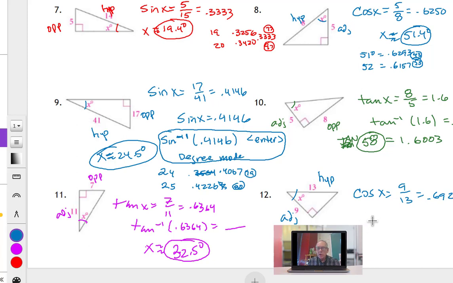And if we look that up in our cosine column, we get 6947, goes with 46 degrees. 6820 goes with 47 degrees. So this is really close to 46 degrees. I might guess like 46.3 for x, for this problem. Now, if we were using a calculator, we do cosine minus 1 of 0.6923, hit enter, and it will give us the better decimal approximation.